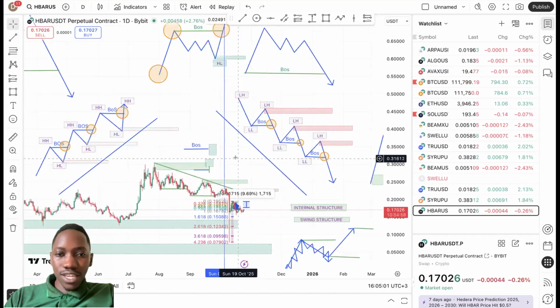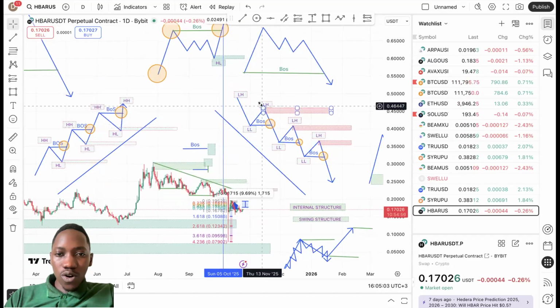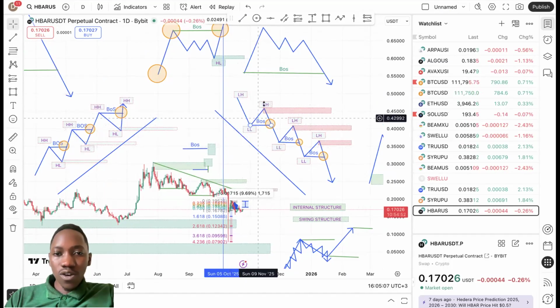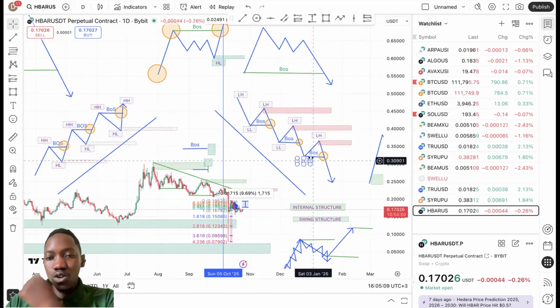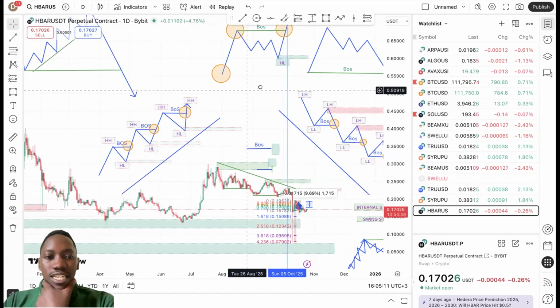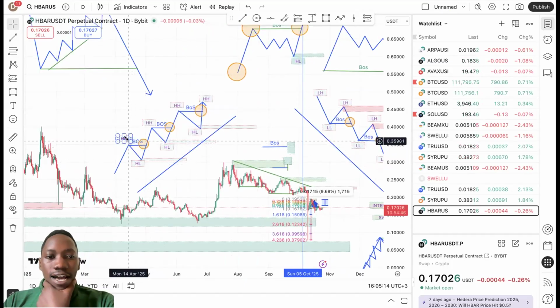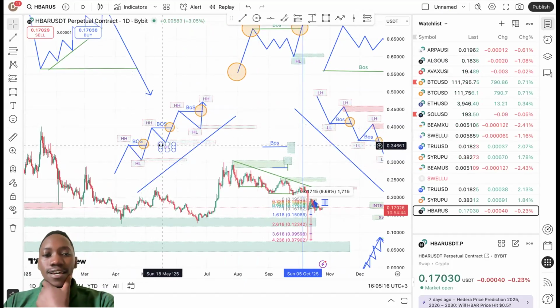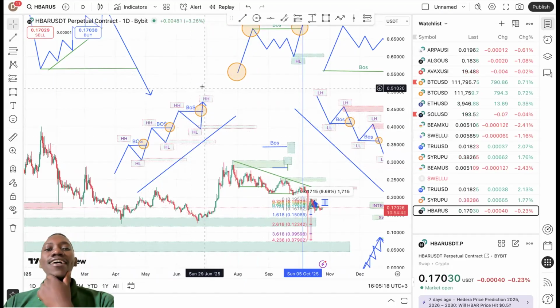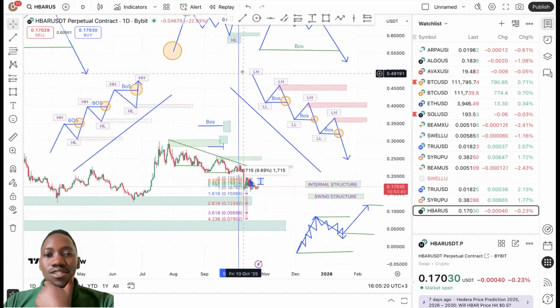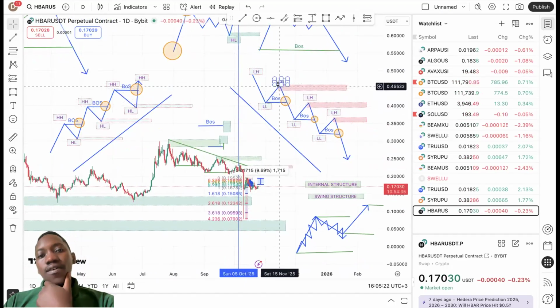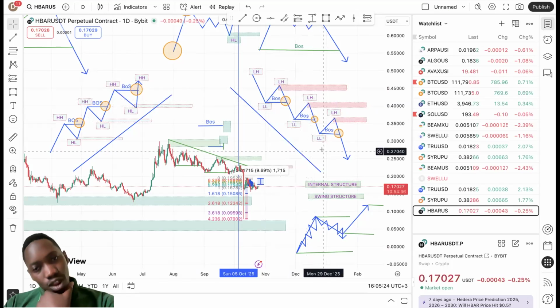Because this is the market structure. You can look at this image here. A lower high, lower low, lower high, lower low. Whenever the market is in a downtrend, it creates a series of lower highs and lower lows. When it's in a series, you're not going to create higher highs and higher lows. Like it's going down. This one is lower high, then lower low, then lower high, then lower low, then lower high, then lower low.